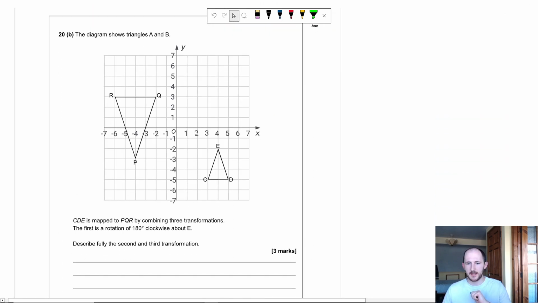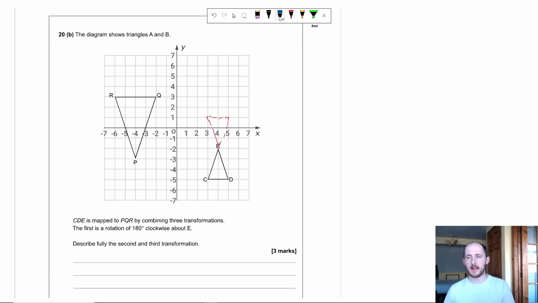Now here's a bit more interesting. CDE is mapped, so this triangle here is mapped onto this triangle here by combining 3 transformations. The first is a rotation 180 degrees around E. So here's how I do that. What I would do now is I would draw out what that looks like. So it should be 3 high, so 1, 2, 3. That's what it looks like after the initial transformation. Now what we have to do is say what the second and third transformation is. Now if you're looking at this and you think I could do that in less than 3 transformations, that's fine. But in this question it specifies that we need to do 2 more transformations, okay?